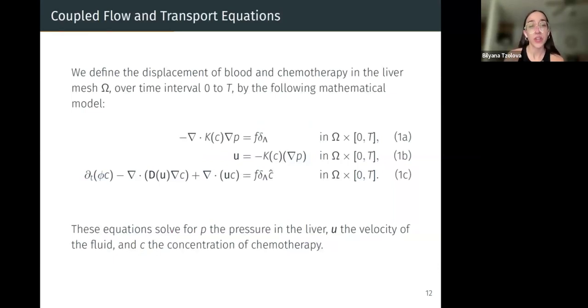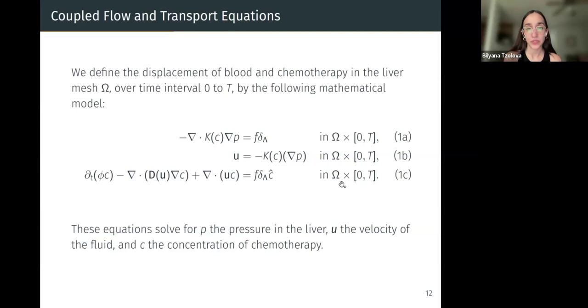So the equations that govern our model are going to be the miscible displacement equations. And these, we define the displacement of blood and chemotherapy inside of this liver mesh omega, which is what I showed in the previous slide, over our time interval from 0 to final time t by the following equations. The first equation lets us solve for P, which is our pressure inside of omega, which is our liver. The second equation gives us U, the velocity of the fluid inside of our liver, so over omega, our liver. And the last equation gives us the concentration of chemotherapy that is inside of omega, our liver.